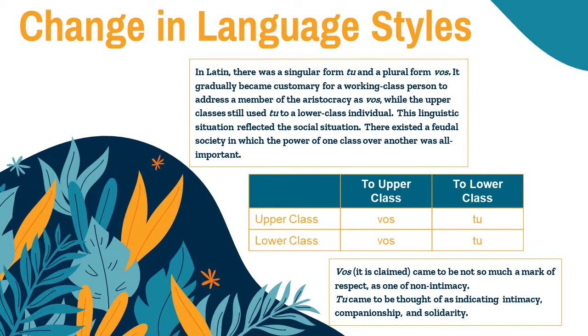Now look at the table. Upper class to upper class is using vos. Upper class to lower class is using tu. But lower class to upper class is using vos and lower class to lower class is using tu. Vos, it is claimed, came to be not so much a mark of respect as one of non-intimacy, and tu came to be thought of as indicating intimacy, companionship, and solidarity.